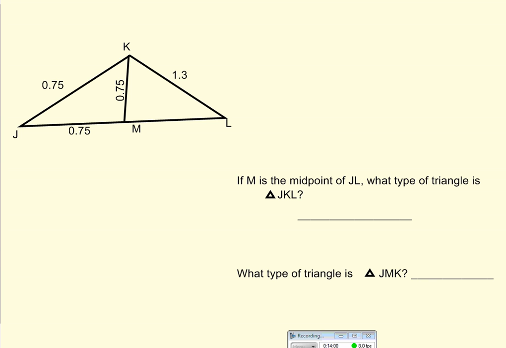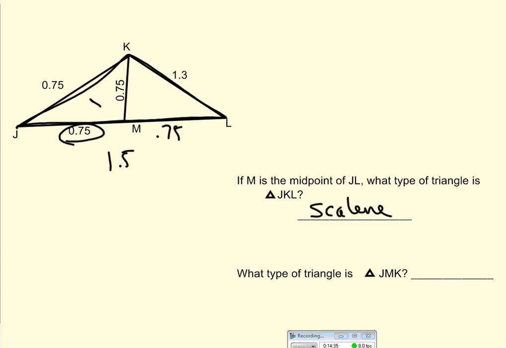So take a look. If M is the midpoint of JL, what type of triangle is JKL? So M is the midpoint of JL, so this is 0.75, this is 0.75. What kind of triangle is this big one? This is 0.75, 0.75, that's 1.5. 3 lengths are different, so that's going to be scalene. What type of triangle is JMK? JMK, this one, has 2 sides congruent, so that's going to be isosceles.